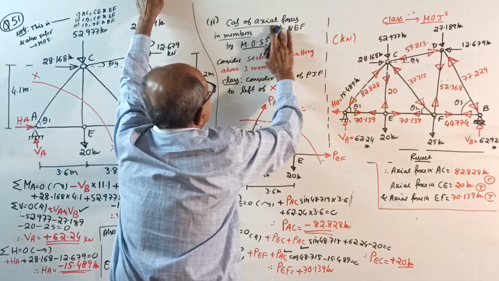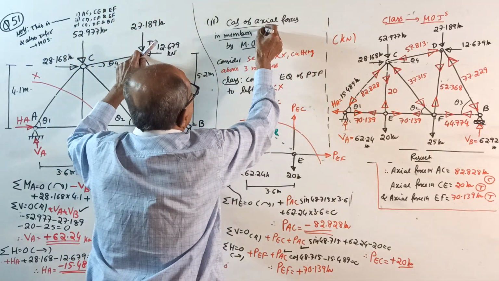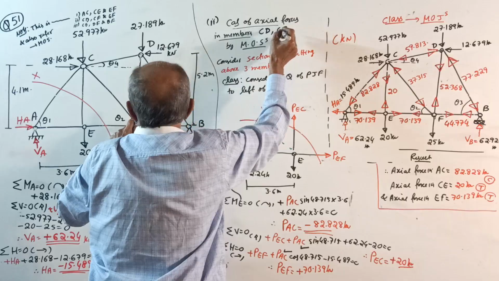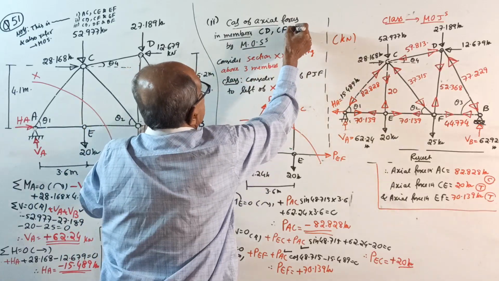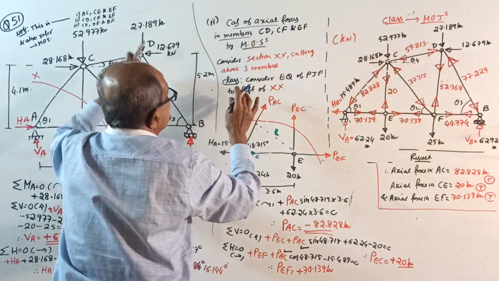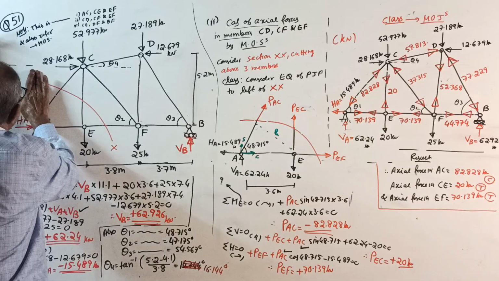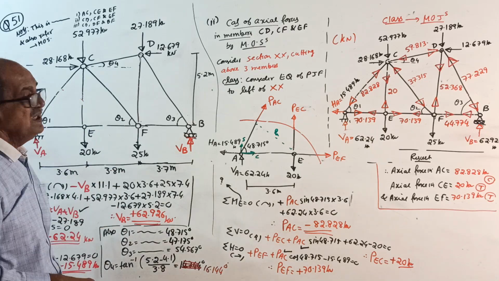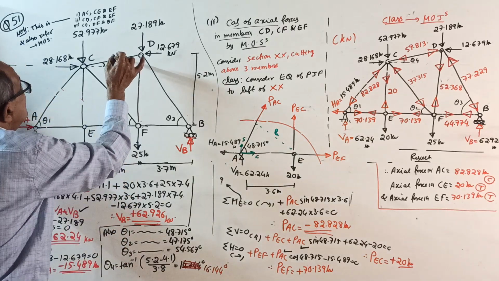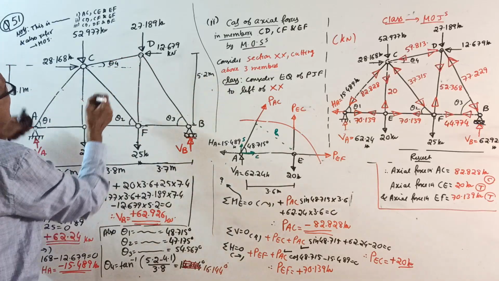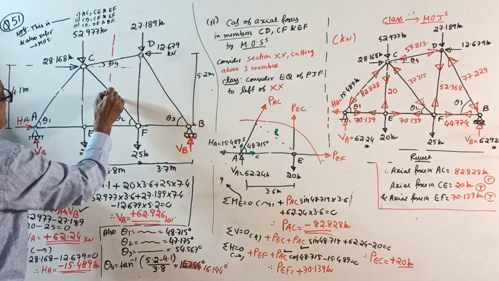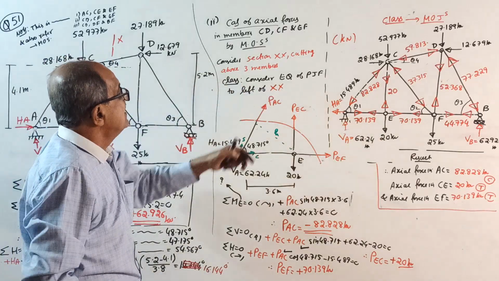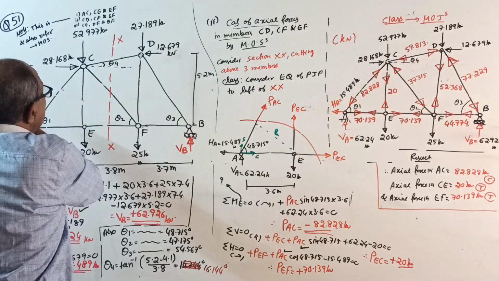Calculation of axial forces in members. Which ones? CD, CF, and EF by method of section. Now see, those who are serious should do one thing. If you want to really learn something, draw one more sketch. Now, directly cut here, section XX. Now, equilibrium, look either left side or right side.